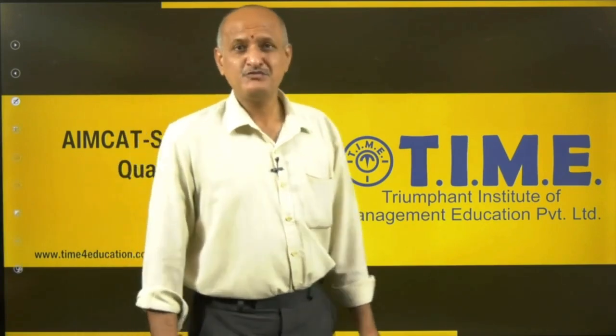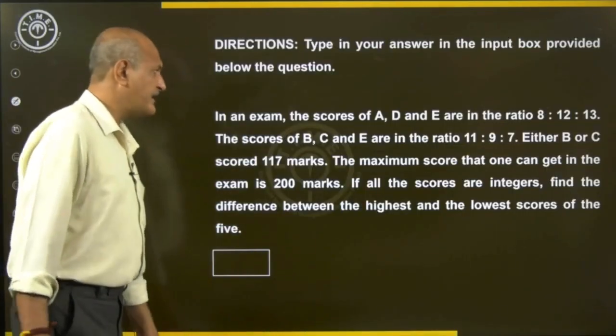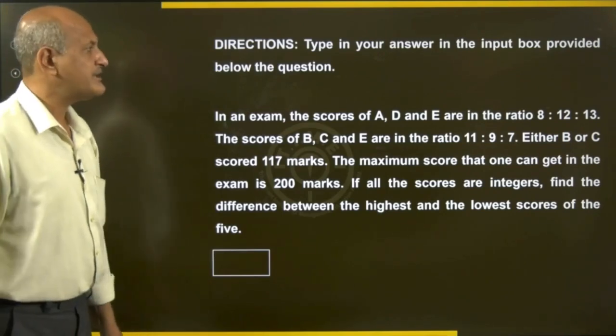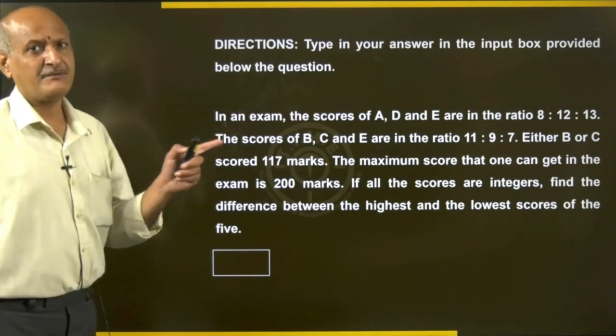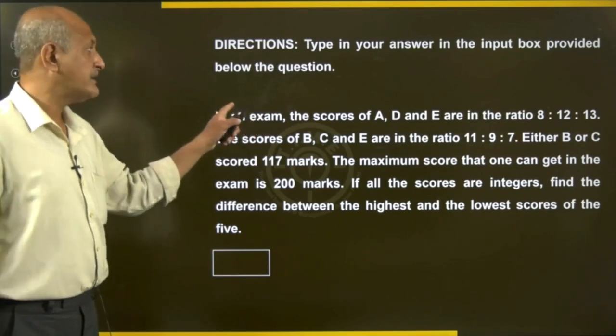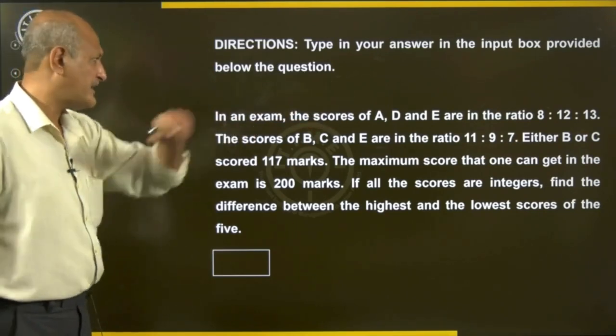In the series of questions which we are doing from this material, AIMCAT essay 2404, let's do another question from this material here. Now let's see this question here. It reads, in an exam, the scores of A, D and E are in ratio 8:12:13. Ratio is a comparison of different items. Here we are comparing the scores of A, D and E, which is given as a ratio 8:12:13 here.